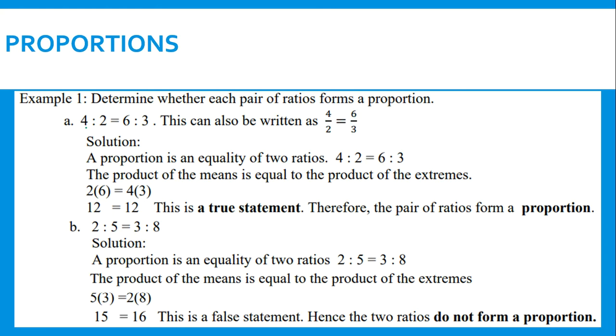Or, ang basaan niya, no? Ang proper way sa pagbasa niya, mapa column form or fraction form, is 4 is to 2 as 6 is to 3. Okay? So, we're going to determine kung ang duha ka ratios ba nag-form ba siya of proportion. Sige, let's discuss the solution for letter A.